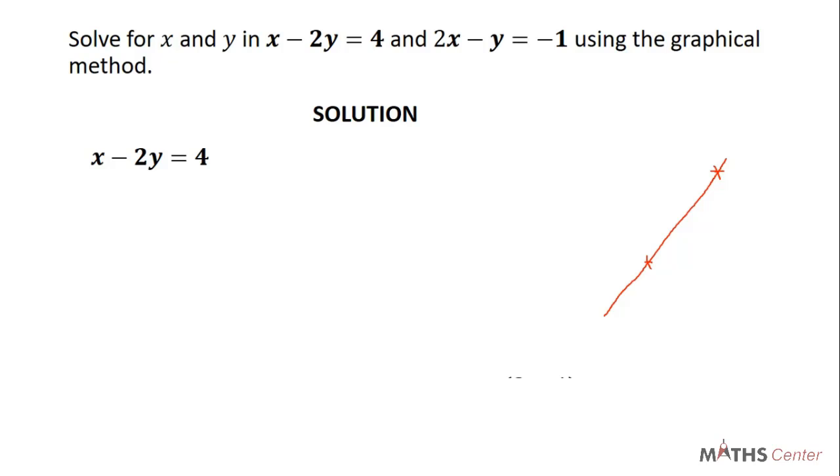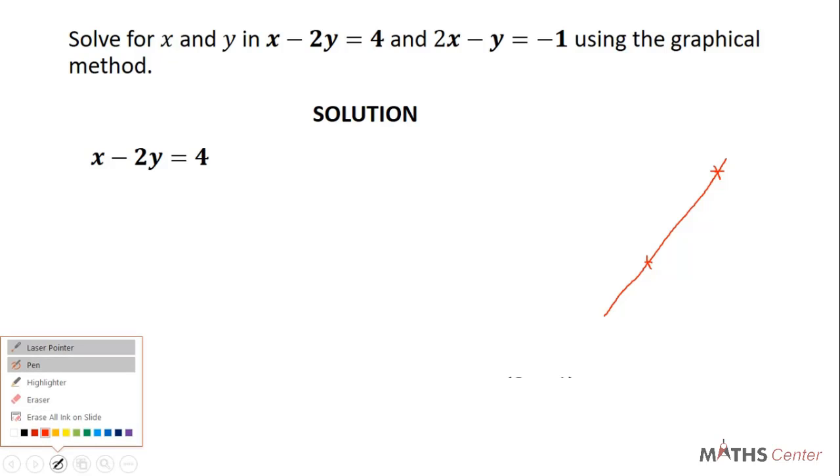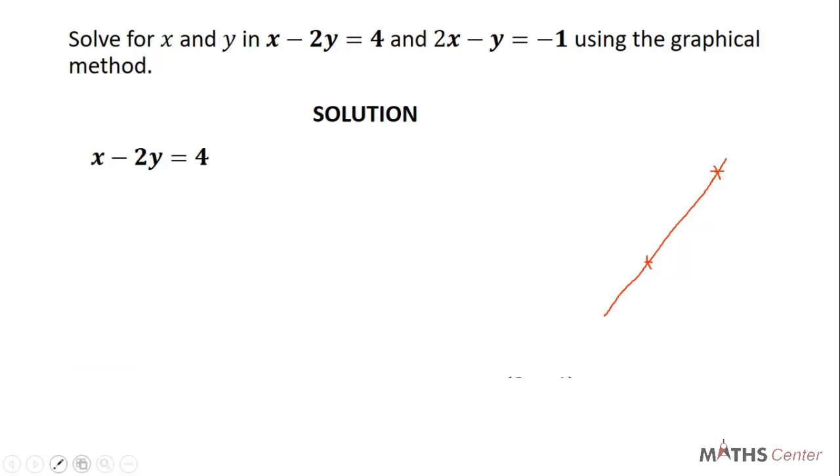You just join those 2 points. So to help us draw the graph of this equation here, we are going to find at least 2 points that fall on the line. I hope that is clear. You are going to find at least 2 points that fall on the line, because to draw the graph of a straight line, you need at least 2 points that fall on the line.